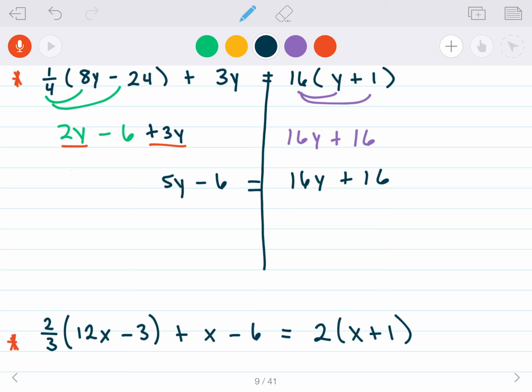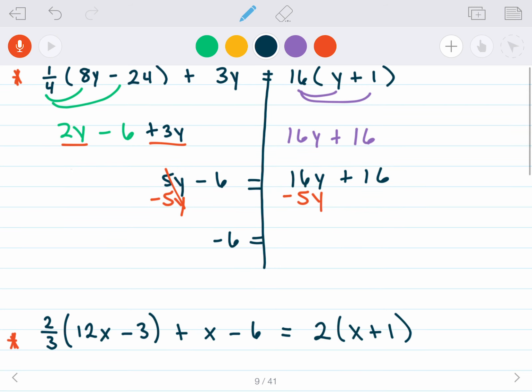Okay, next thing I want to do is move my variables to one side. So to do that, I'm going to get rid of the 5y on the left side, move it to the right side by subtracting it. So if I subtract it, it goes away on the left. Whatever I do to one side, I have to do the other. So 16y minus 5y is 11y.